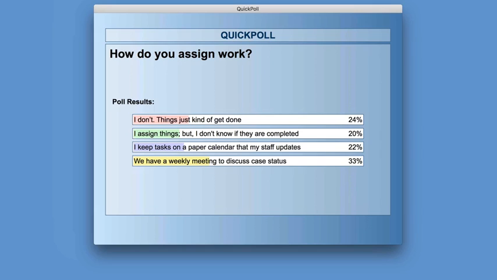and share our results. Okay, so how do you assign work? 24% said, I don't. Things kind of just get done. 20% said, I assign things, but I'm not sure if they're completed. 22% say, I keep tasks on a paper calendar that my staff updates. And 33%, our majority by just a little bit, said we have a weekly meeting to discuss case status, maybe on Saturdays. Not too happy about that. So there's your response, Jared.